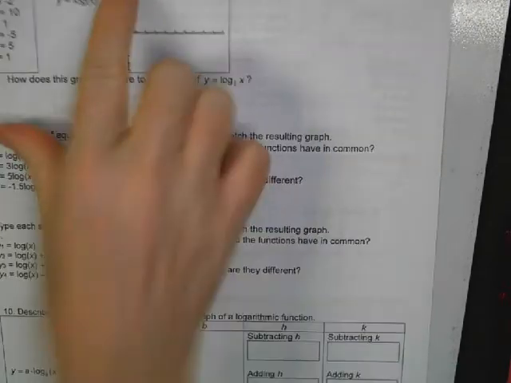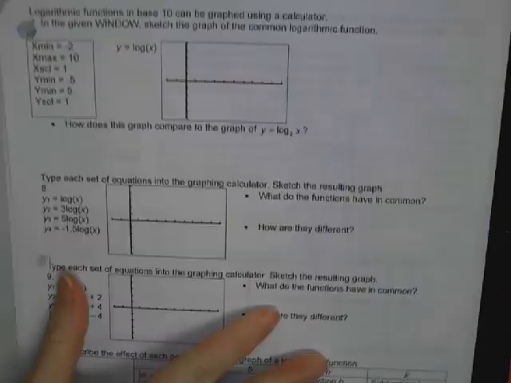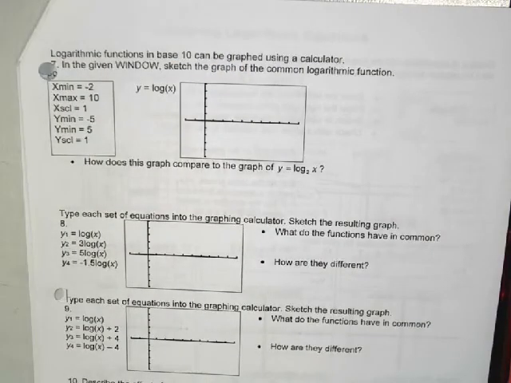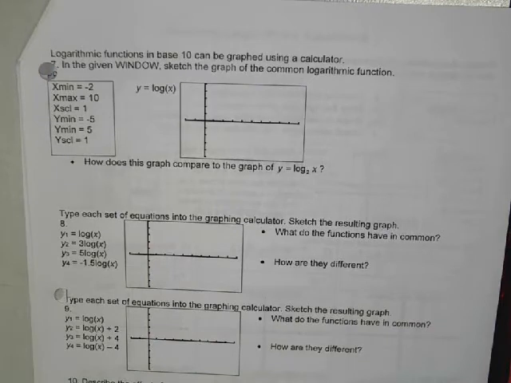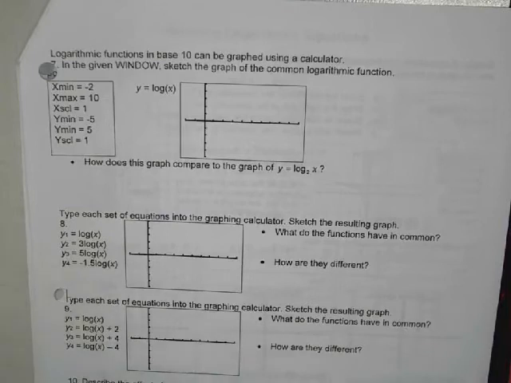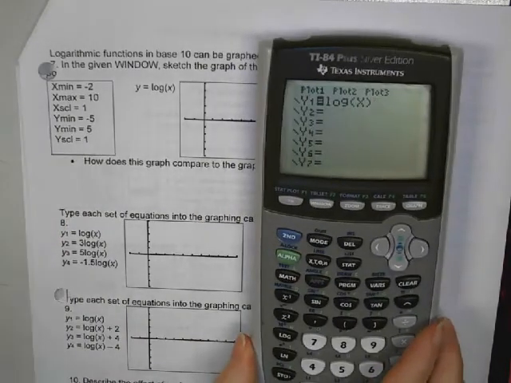So remember, the log button on your calculator is common log, which is log base 10. So if you look at the top, it says anything that's log base 10 you can graph in your calculator. They gave us a window, so change your window to what they've given you. And we're just graphing log x, so it's log base 10 of x.